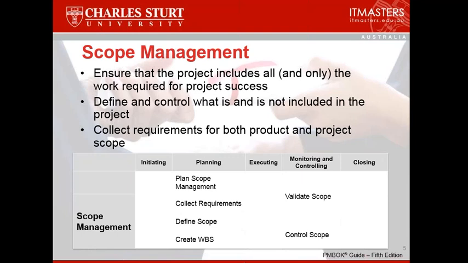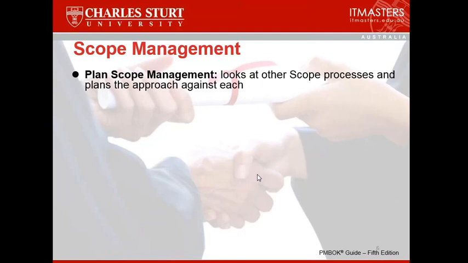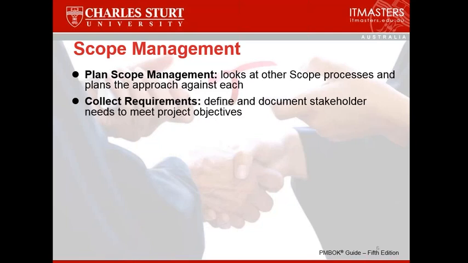Essentially, we've got 6 processes, and those processes come under 2 of the process groups: planning, and monitoring and control. So they're the 6, and I'm going to move on to the next slide, which will cover each one of those in a little bit more detail, and then we will discuss it in further detail. Plan scope management looks at how you're going to manage and collect scope and manage the scope of the project as you go through to the final delivery. Collect requirements involves defining and documenting the stakeholder needs to meet the project objectives.